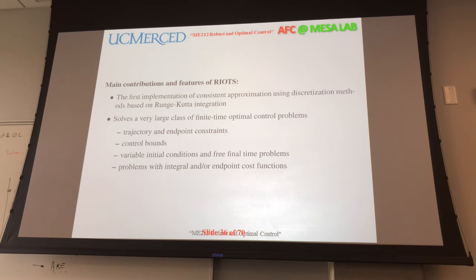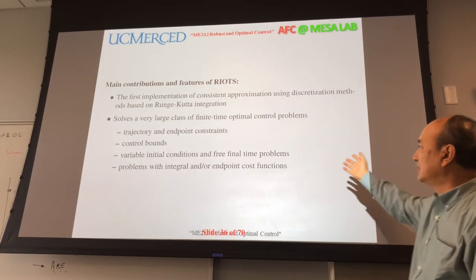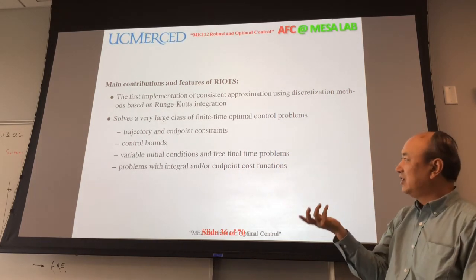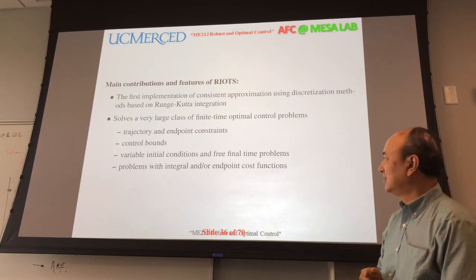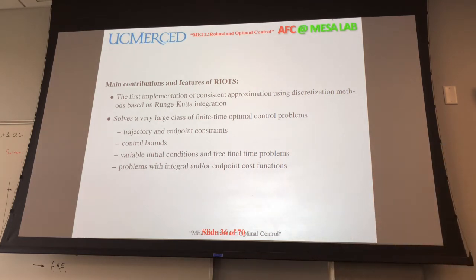So we can consider almost everything. It's the first in the world to be able to use Runge-Kutta integration, called the multi-step method, for finite time optimal control problems: trajectory endpoint constraints, control bounds, variable initial conditions, and free final time. Your capital T can be undecided, and even your initial condition x of 0 can be part of the optimization. So you can have n cost. So this is standard.